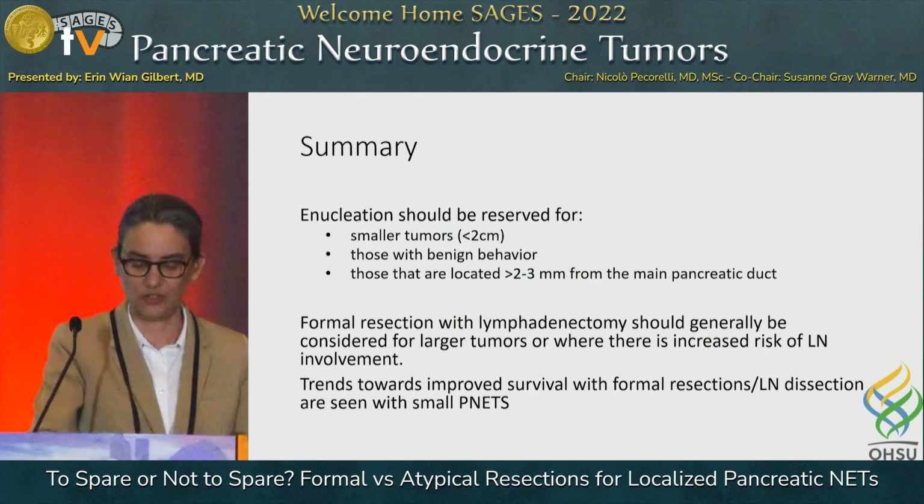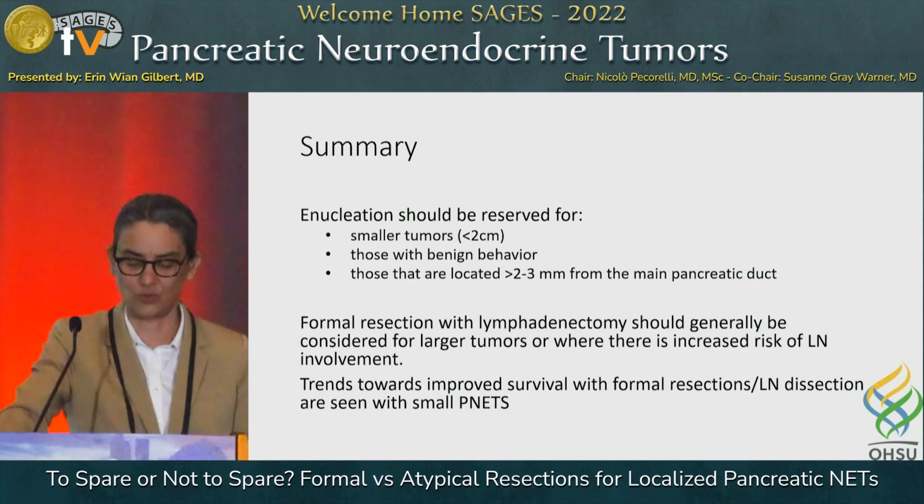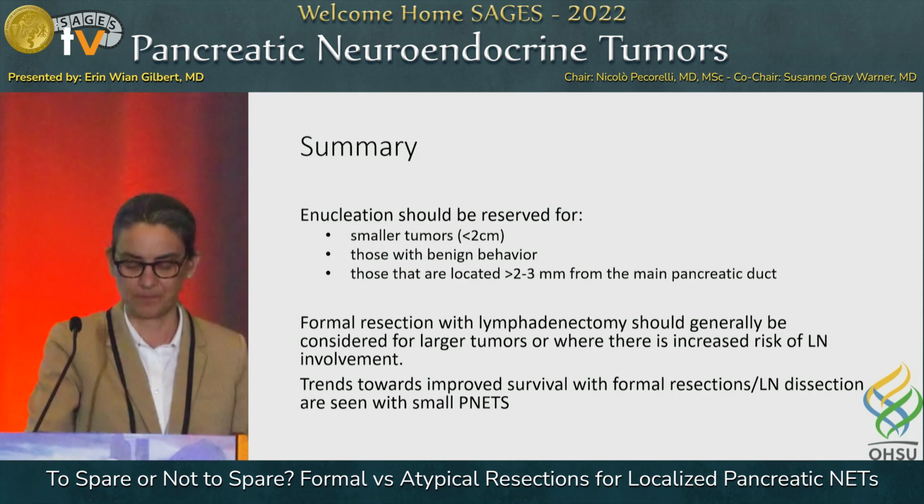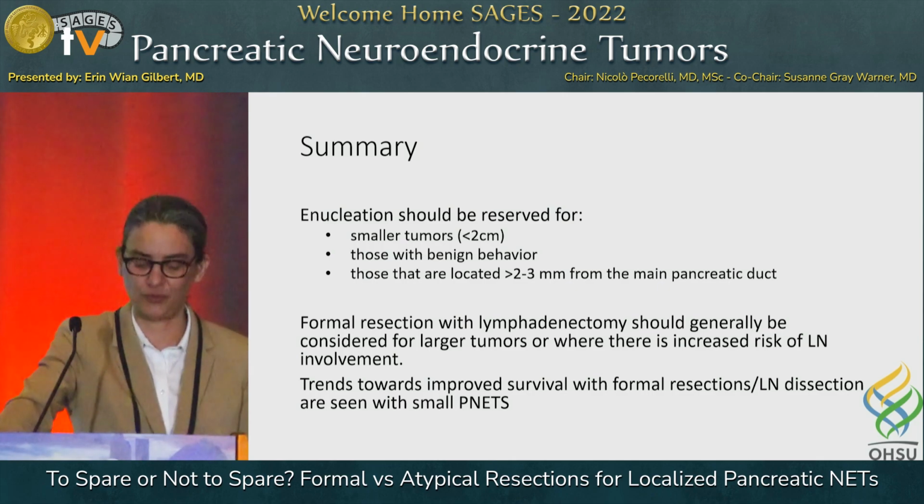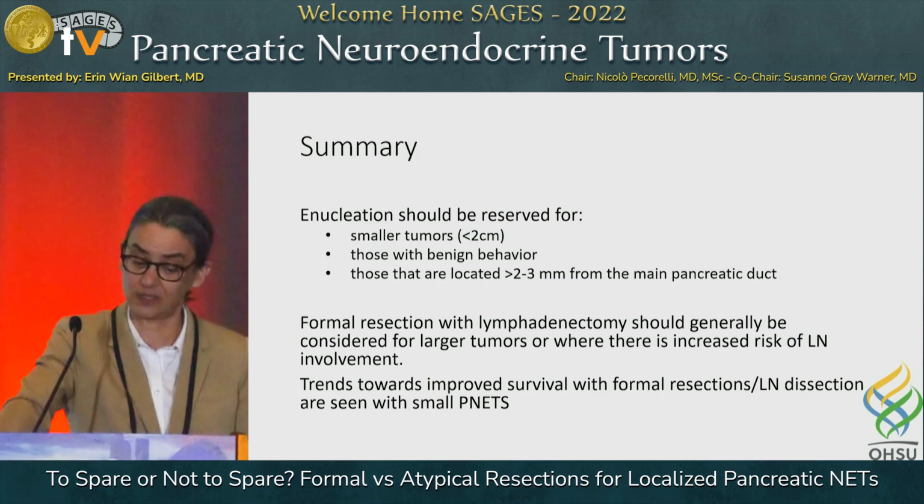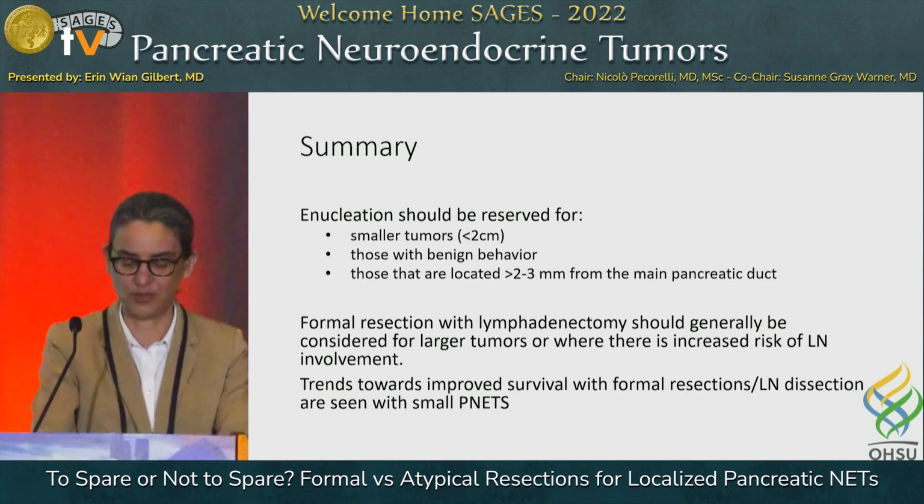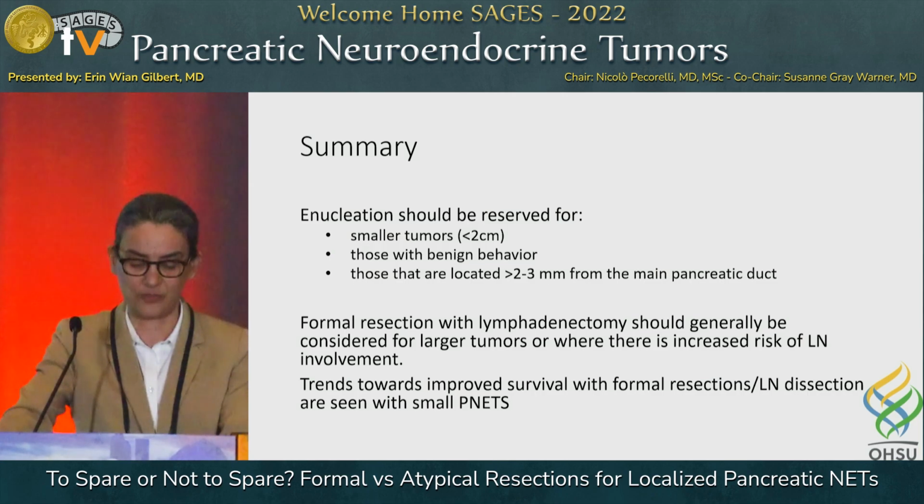So in summary, enucleation should be reserved for smaller tumors, the ones more likely to be benign, such as insulinomas or the smaller non-functional PNETs, and that are located 2 or more millimeters away from the main pancreatic duct. Enucleation is associated with improved endocrine and exocrine function, but likely at a cost of higher post-op pancreatic fistula. And formal resection with lymphadenectomy should be reserved for the larger tumors where there's higher risk of lymph node involvement.